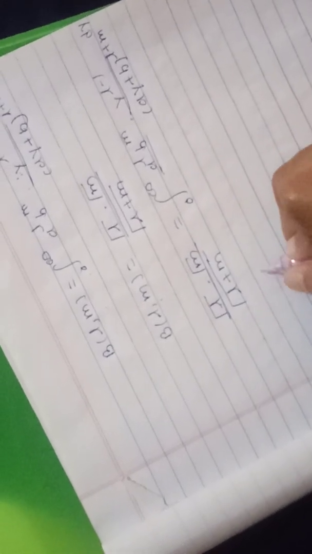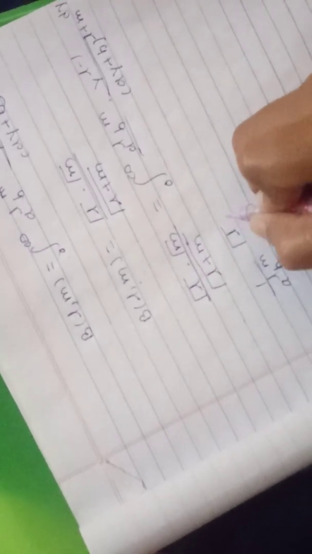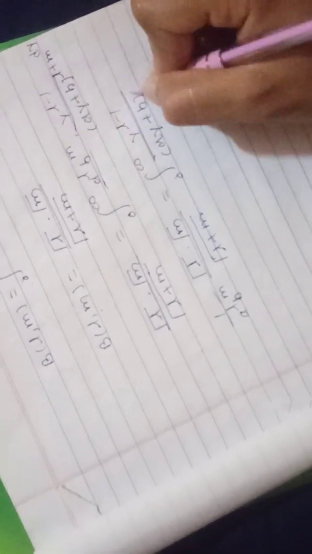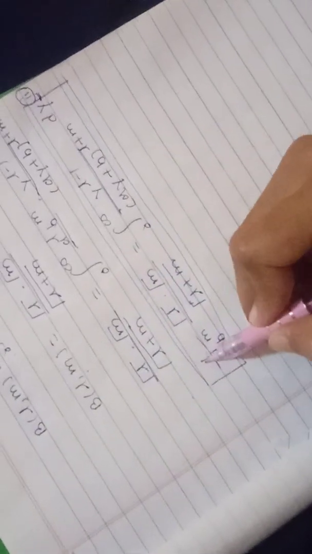so transfer this to the left side. Then 1 upon a raised to l, b raised to m, into gamma of l into gamma of m divided by gamma of l plus m is equal to the integration from 0 to infinity of y raised to l minus 1 divided by (ay plus b) raised to l plus m, dy. This is the third transformation form of beta function.